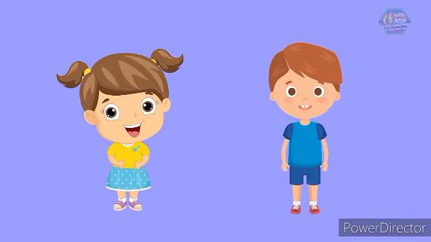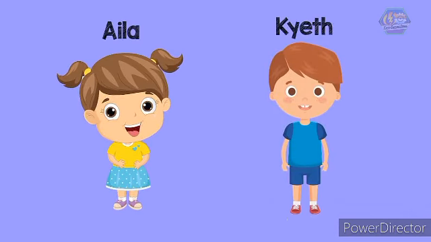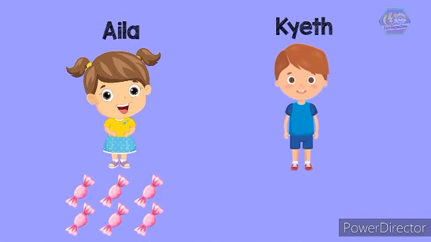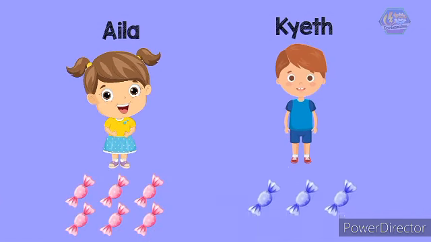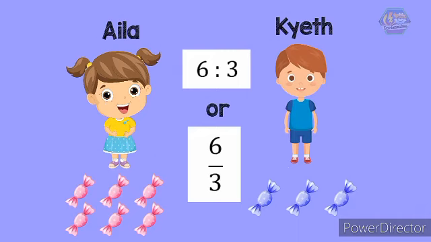There are two kids, namely Ayla and Keith. Ayla has 6 candies while Keith has 3 candies. Therefore, the ratio of candies Ayla and Keith have is written as 6:3. This can be read as 6 to 3. We can also write it as 6 divided by 3.